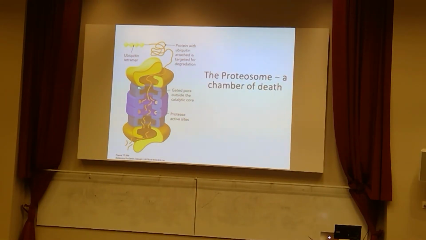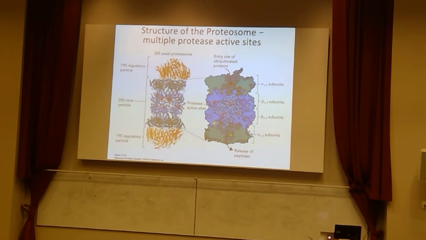We'll take a look at the structure in a little bit more detail. There's two regulatory entities on either side and a series of rings that constitute the catalytic core that have protease active sites within them. So here's one regulatory element, another regulatory element. These are fairly symmetric. There's a bunch of beta subunits here that form a couple of rings that constitute what's called the core particle. This is where the protease active sites are. And I believe there's 6 different protease active sites that all ring around the interior of this chamber of death.